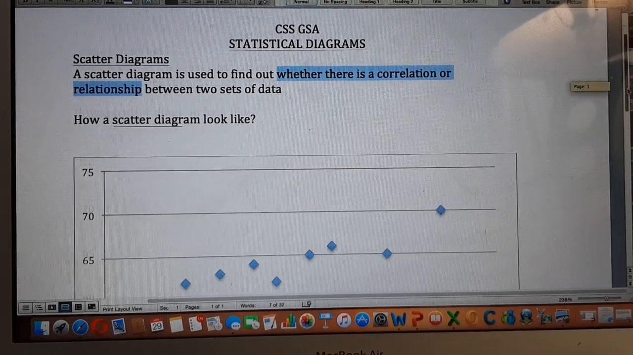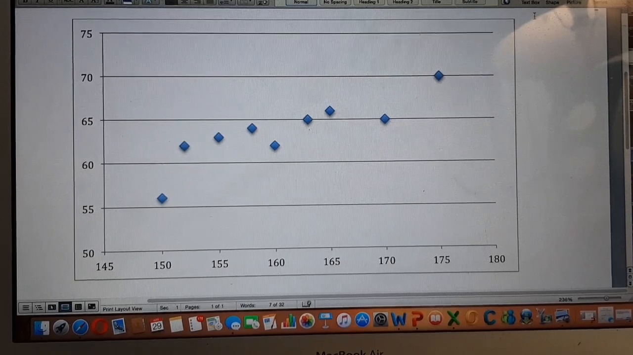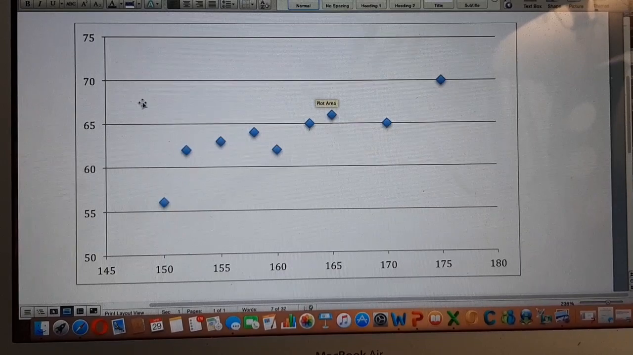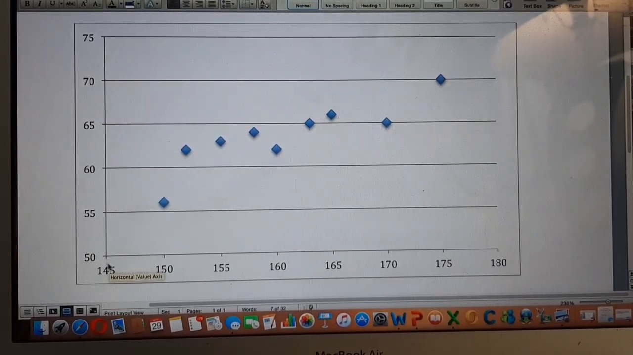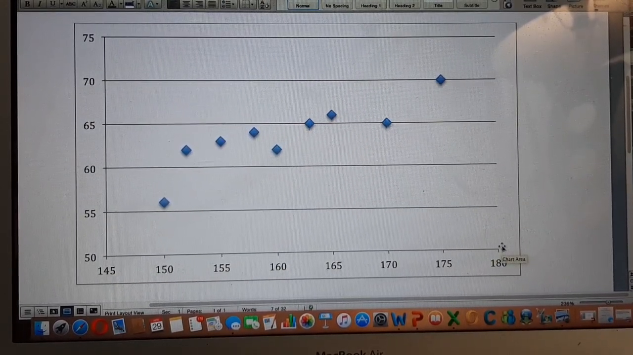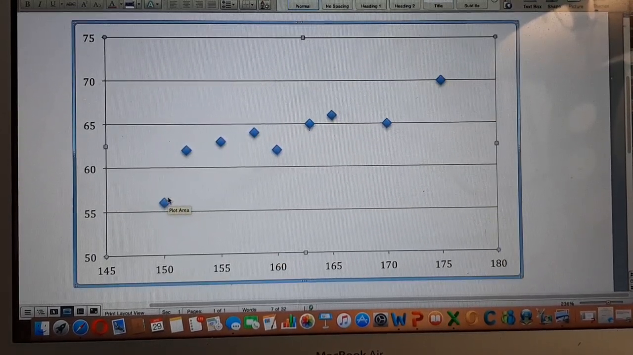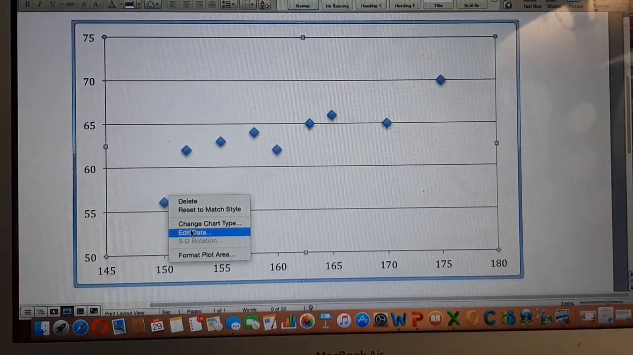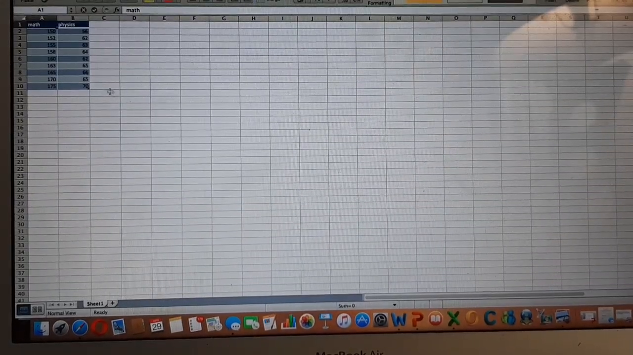How does a scatter diagram look? Now this is a scatter diagram, and this one is for marks of maths and physics. On the y-axis we have marks for physics in various tests, and on the x-axis we have marks for maths in different tests. Basically, you are going to plot them on the graph or on the chart like this. Let me explain using the data.